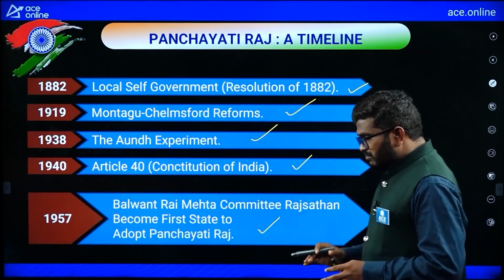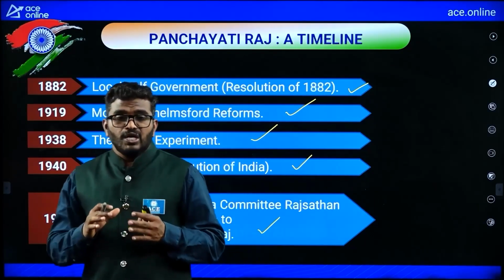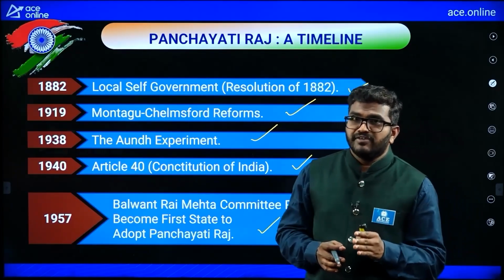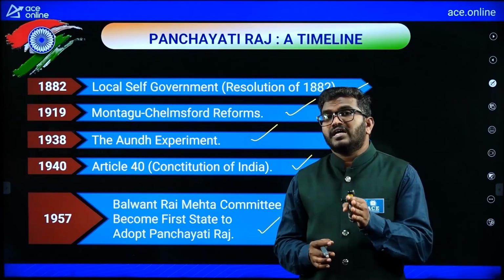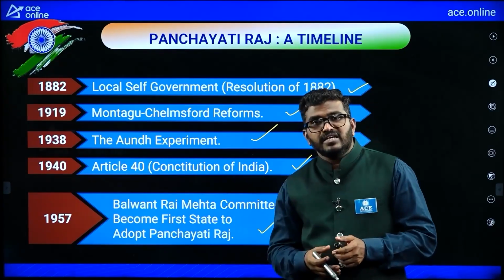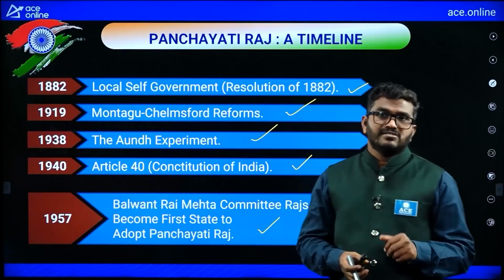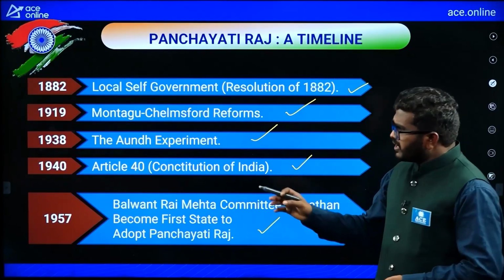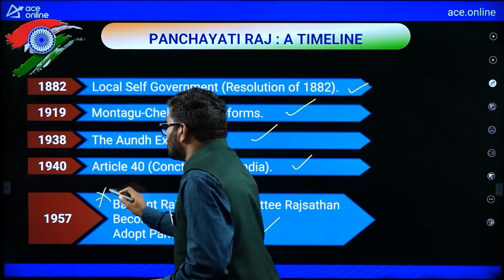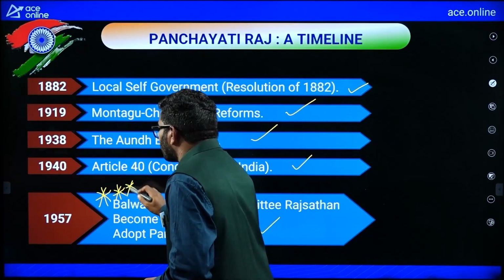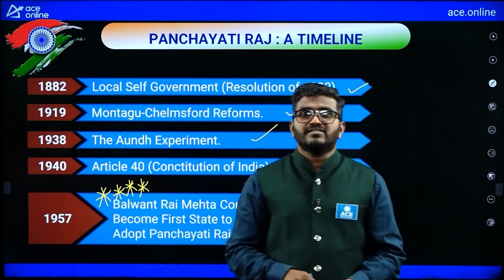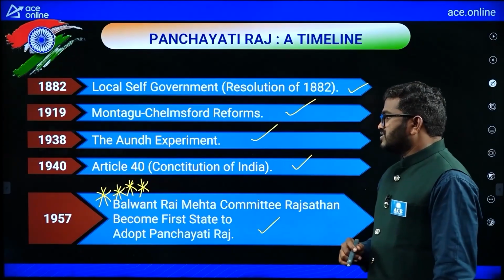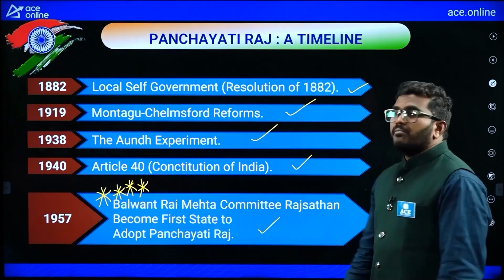So remember, the Panchayati Raj system or local government was started from 1957 with the help of the Balwant Rai Mehta Committee, which proposed the Panchayati Raj system. So the first Panchayati Raj system was introduced in Rajasthan. This is very, very important. So if your question asks you to explain the Panchayati Raj system in India, you can write this point: the Balwant Rai Mehta Committee of Rajasthan became the first state to adopt the Panchayati Raj system.